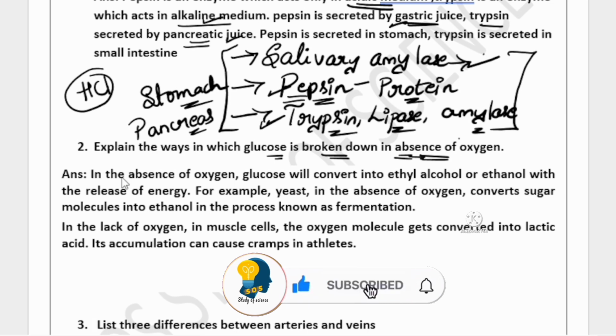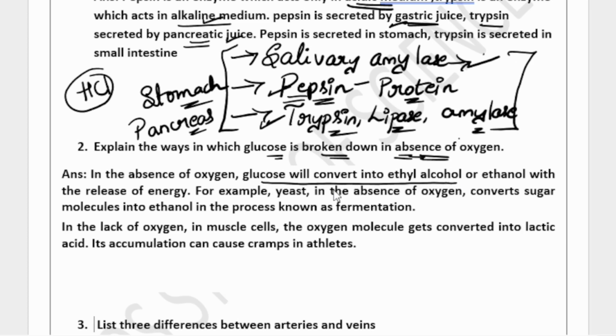See, in the absence of oxygen, the glucose will convert into ethyl alcohol, or we call it ethanol. So ethyl alcohol is also called ethanol. Along with this, what are the other products released? The other products released are carbon dioxide and energy.